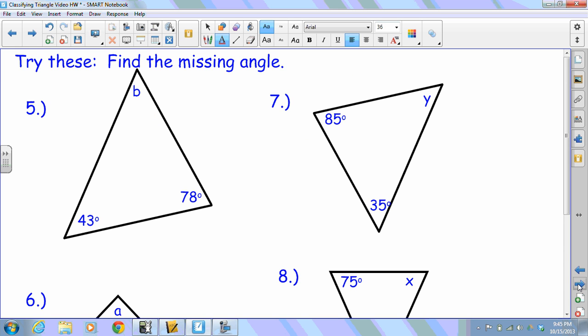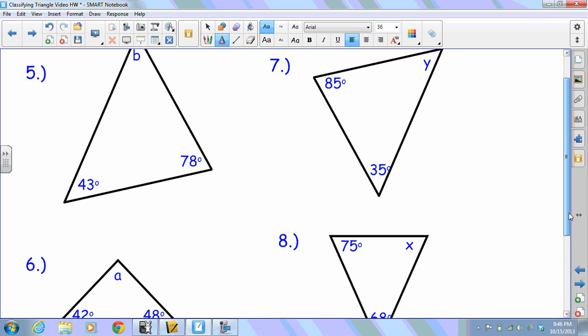And now it's your turn. You have 4 more problems. These are on the handout from class. You're just going to find the one missing angle. And then you're going to be done with your assignment for the night.